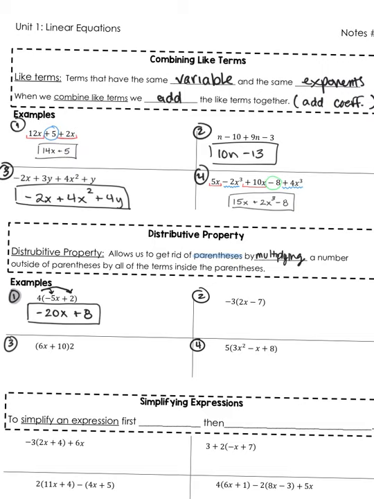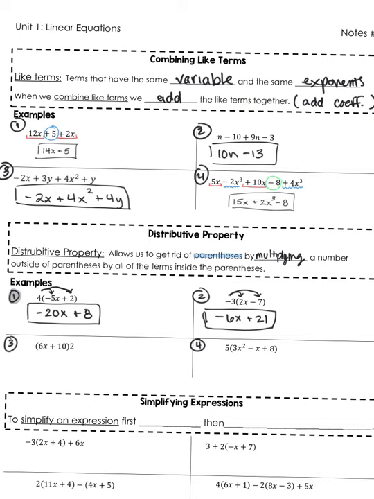In number 2, this time I'm distributing a negative 3. Negative 3 times positive 2x is negative 6x. Negative 3 times negative 7 is positive 21. I don't have any like terms, so that's my final answer for that one.